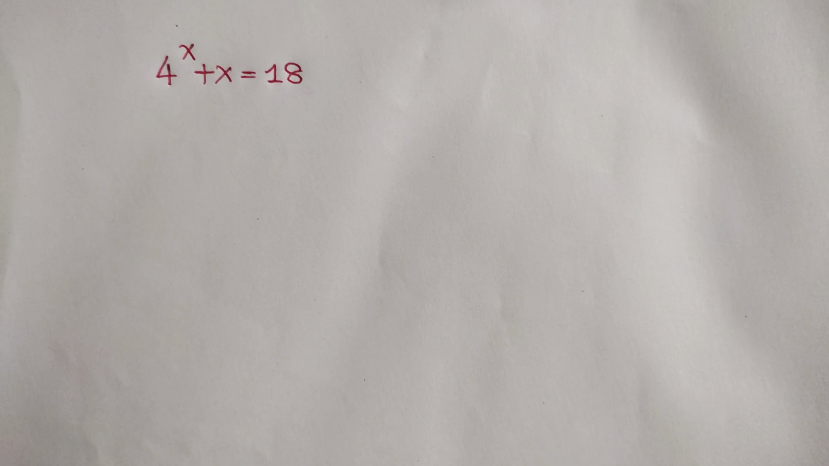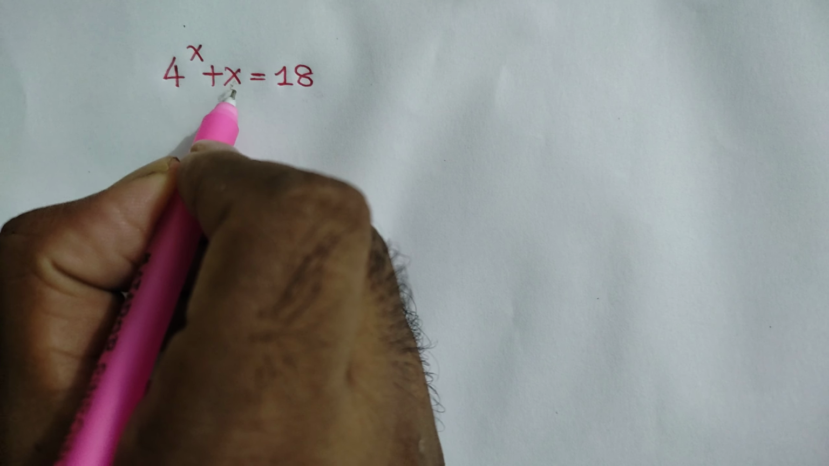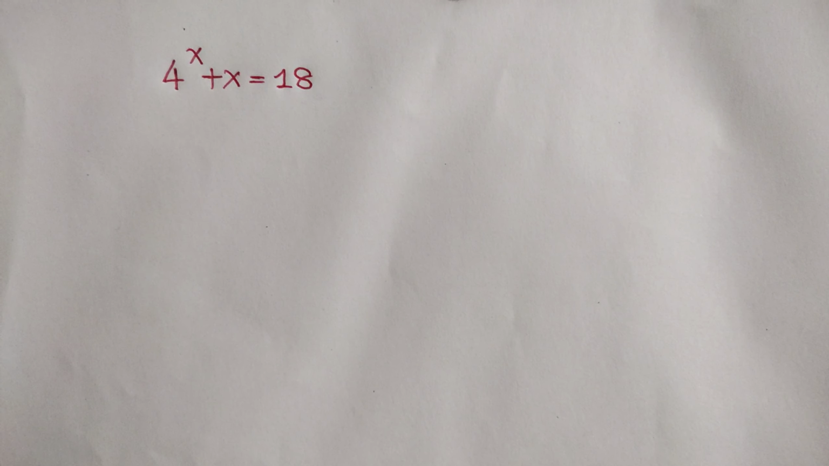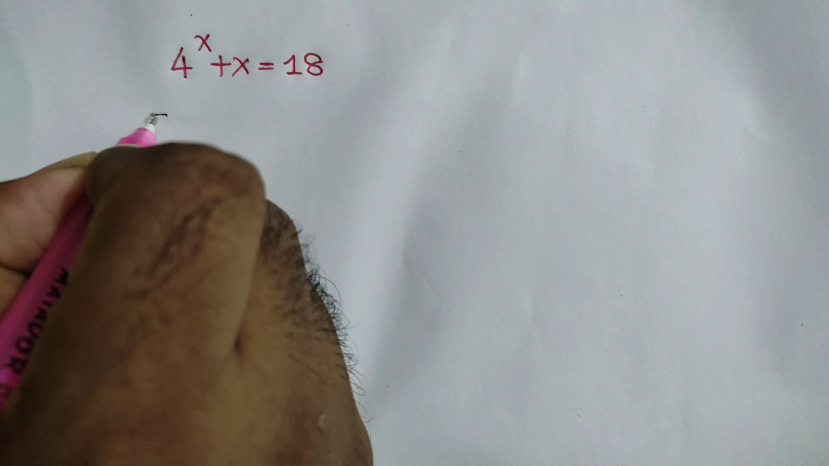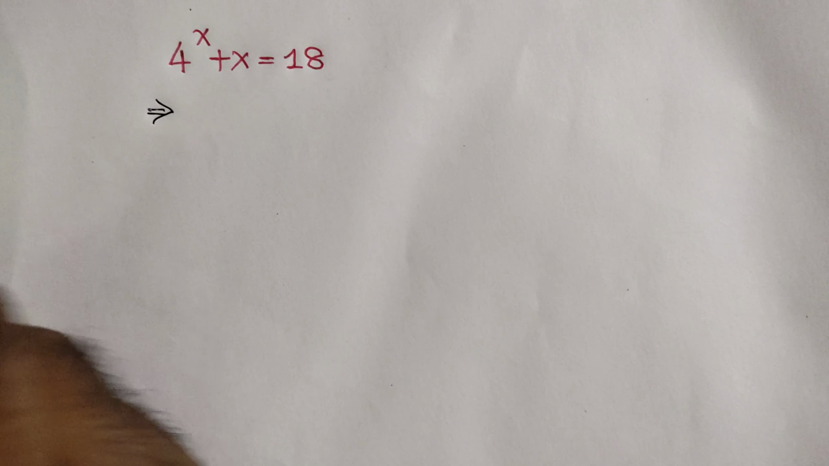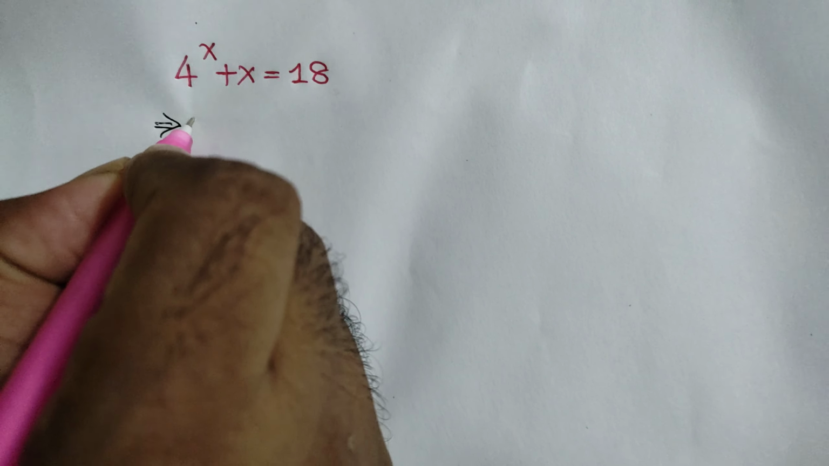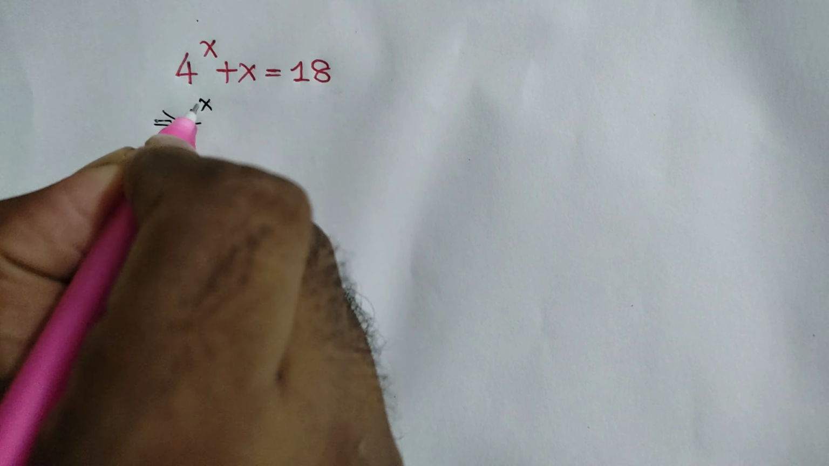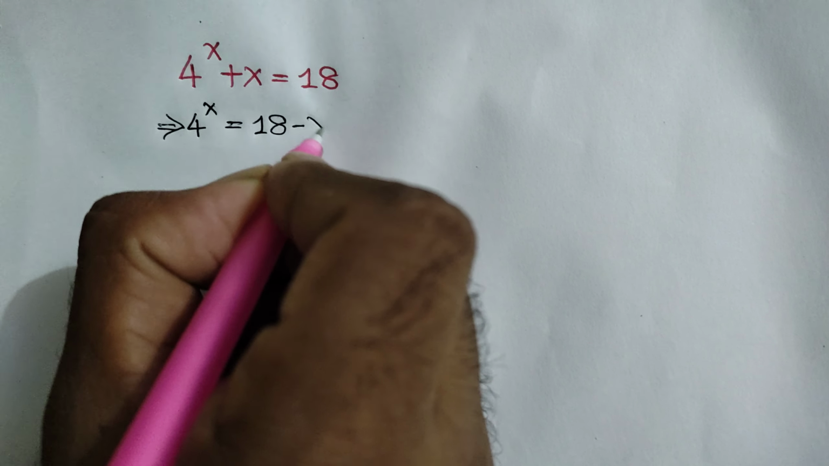In this video I am going to show how to find the value of x where 4 to the power x plus x is equal to 18. X is equal to what? Taking this positive x to the right side, we will get 4 to the power x is equal to 18 minus x.